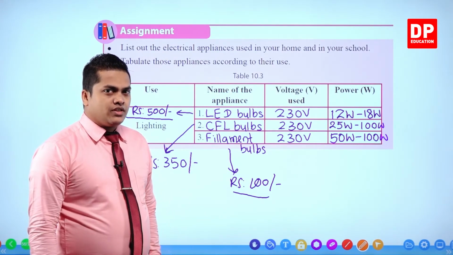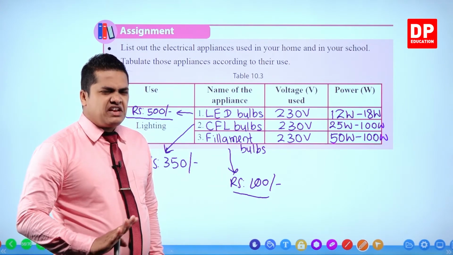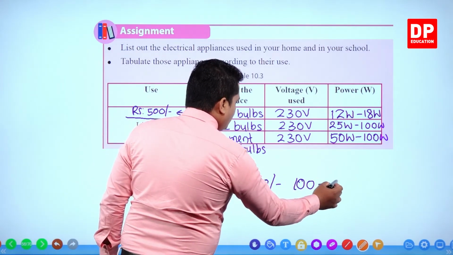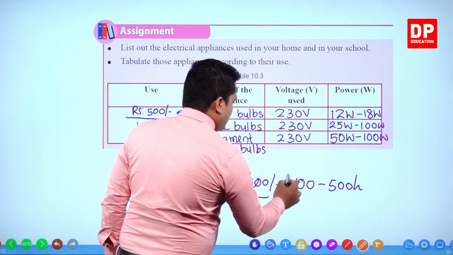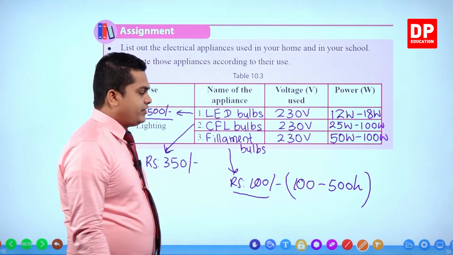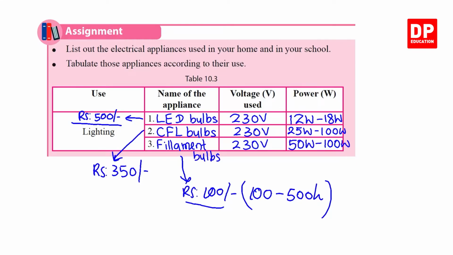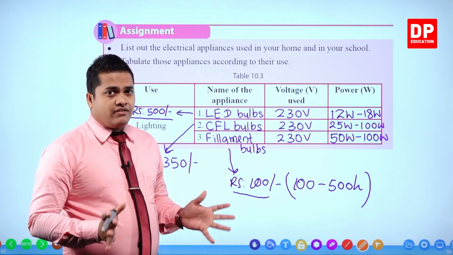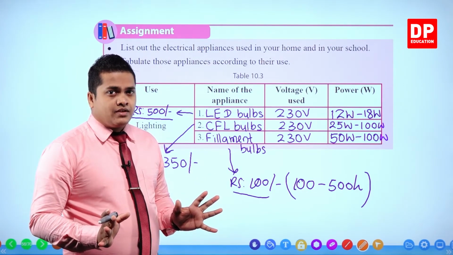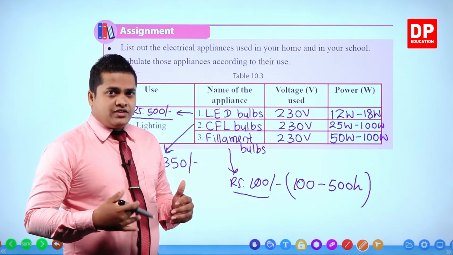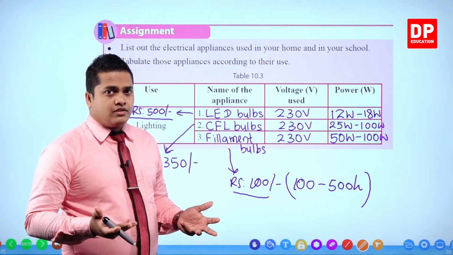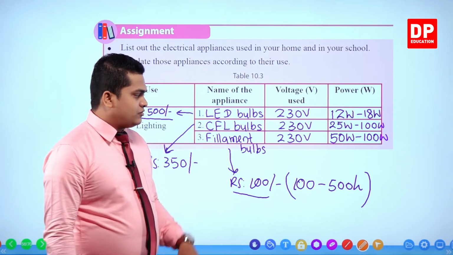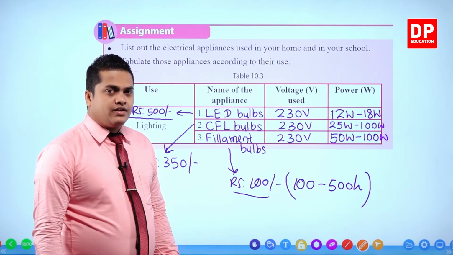And the second most important thing, filament bulbs have a very small lifetime. It's around 100 to 500 hours. It depends, it's going to change. I'm not going to say that these filament bulbs are going to exactly burn out at 500 hours. It's not like that. It's going to depend on the conditions and the state of the bulb. However, on average, they can be used up to 100 to 500 hours.